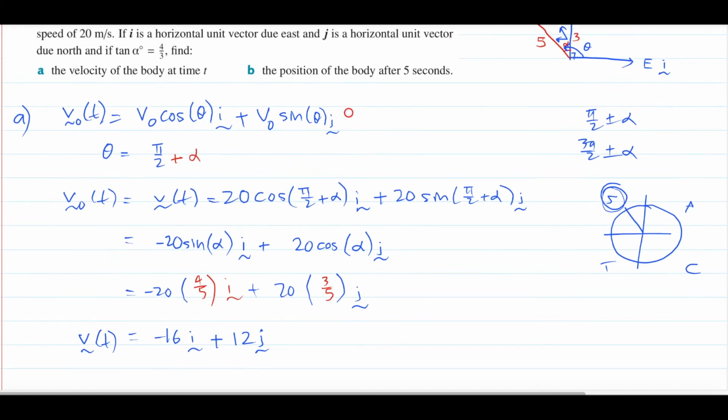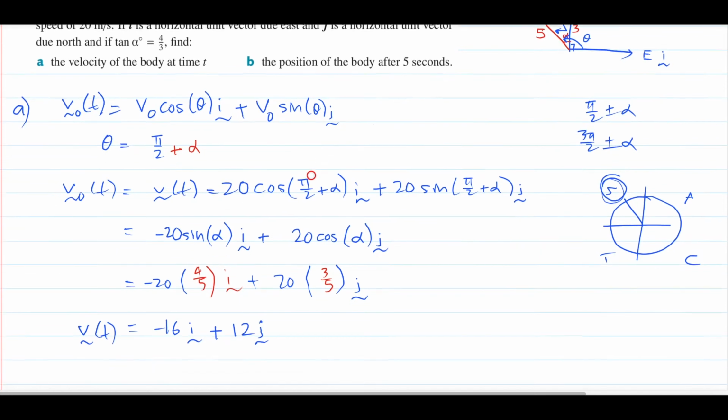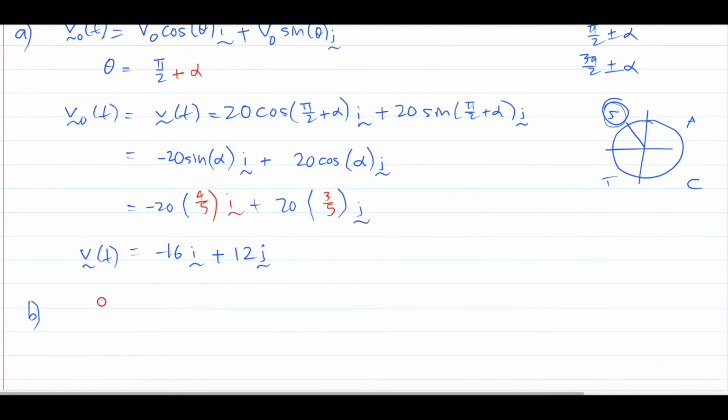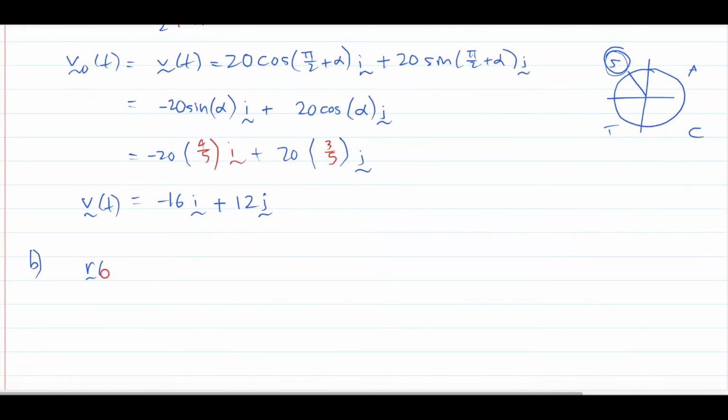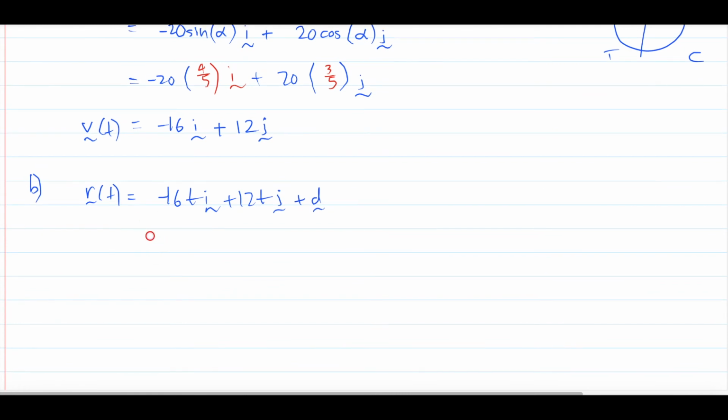Let's do part B. Find the position of the body after 5 seconds. Very simple, okay? So part B, if you want to find position, so that's vector r(t), all you need to do is, we know the velocity vector, just anti-diff it. So anti-diff negative 16ti plus 12tj plus vector c or vector d, up to you really. And in this question right here, we just have to assume it starts from the start, so from the origin.